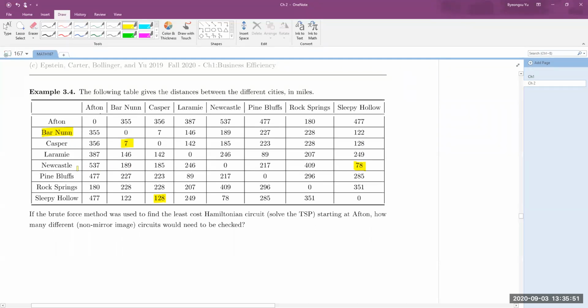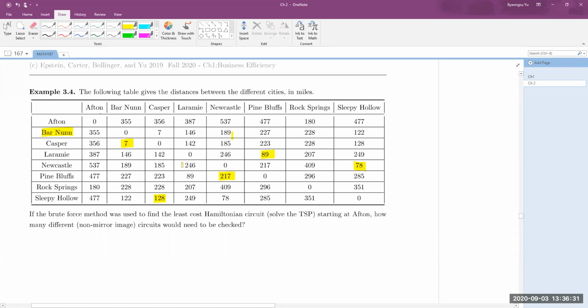And from Newcastle, except Barnum, Casper, Sleepy Hollow, and Newcastle itself, the nearest city is Pine Bluff, because 217 is definitely less than 246 or 537 or 409, right? And from Pine Bluff, again, you choose the nearest city, which is Laramie. So here it already has a 2-digit distance.